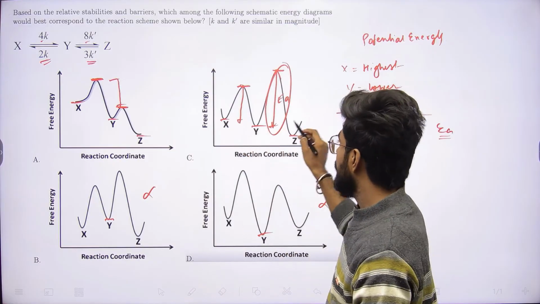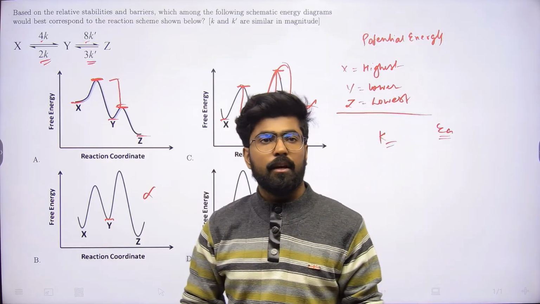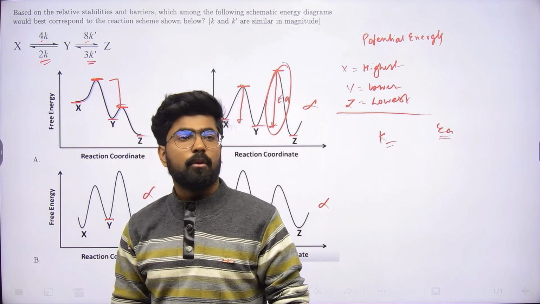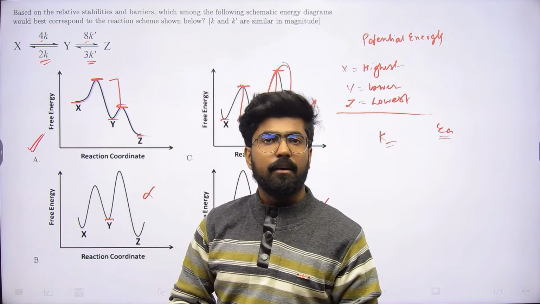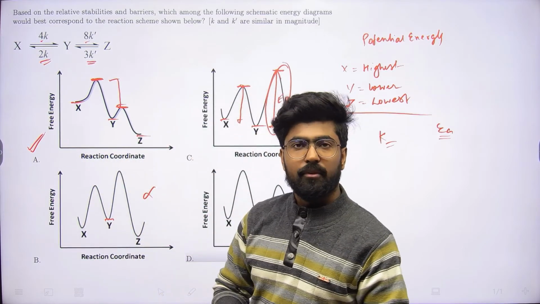So this graph also cancels out the perfect criteria as given in this particular consecutive reaction. So that's why our answer is option A, and this is how you do this, right? So very easy and simple.